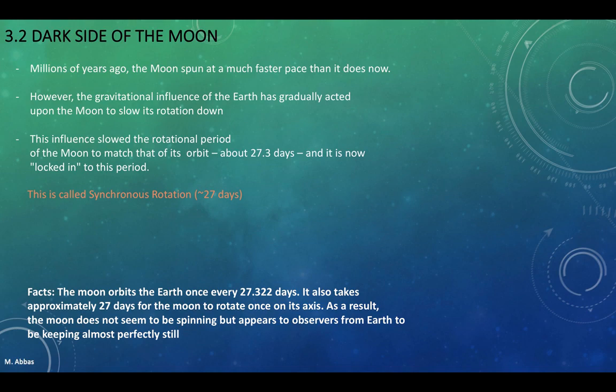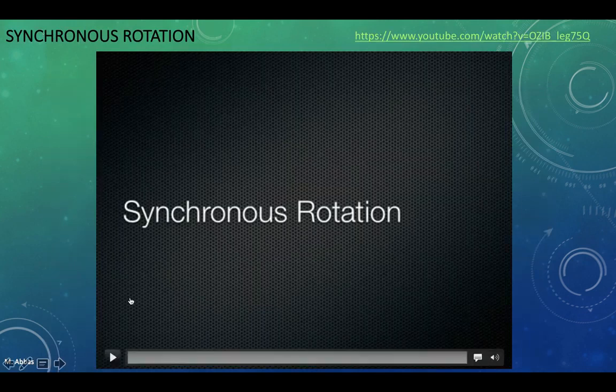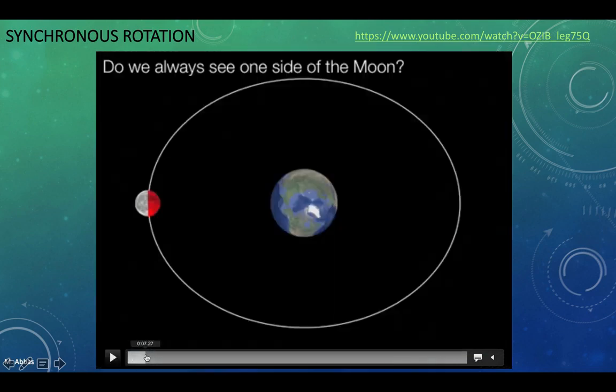And similarly with Earth, the Earth spins around its axis once every 24 hours. But there's one thing here. People on Earth can only see one part of the moon. And this is why we have something called the dark side of the moon. Let me explain this through this simulation.